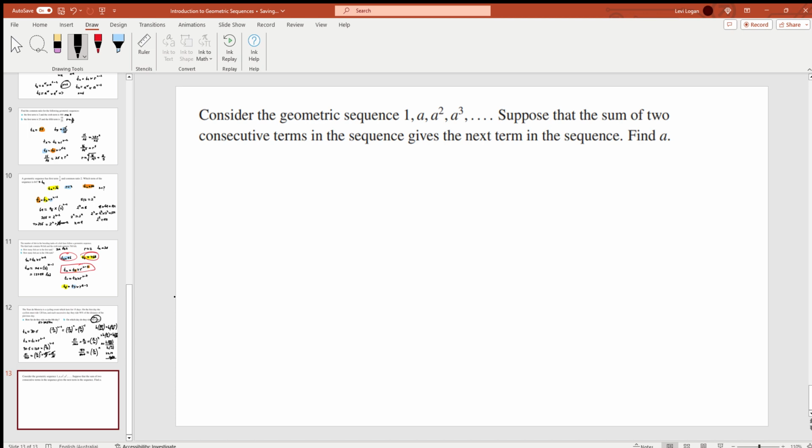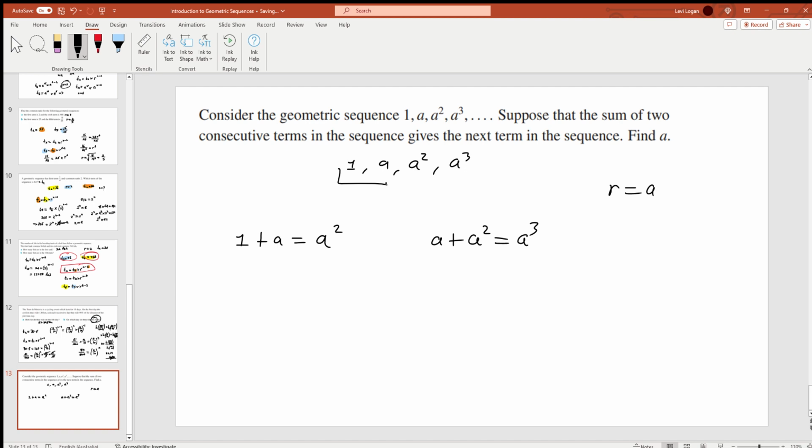Okay, so consider the geometric sequence here. So 1, a, a squared, a cubed. So it's getting times by r, which is a. Suppose the sum of the two consecutive terms in the sequence gives the next term in the sequence. So in other words, 1 plus a gives you a squared, and a plus a squared gives you a cubed, and so on and so forth. So it means the sum of the two consecutive terms, so these two are one after the other, that's what consecutive means, gives you this term here. So this is what they're saying.